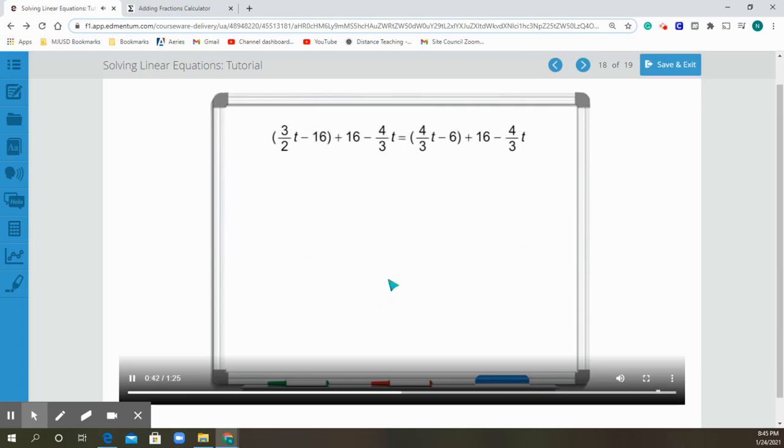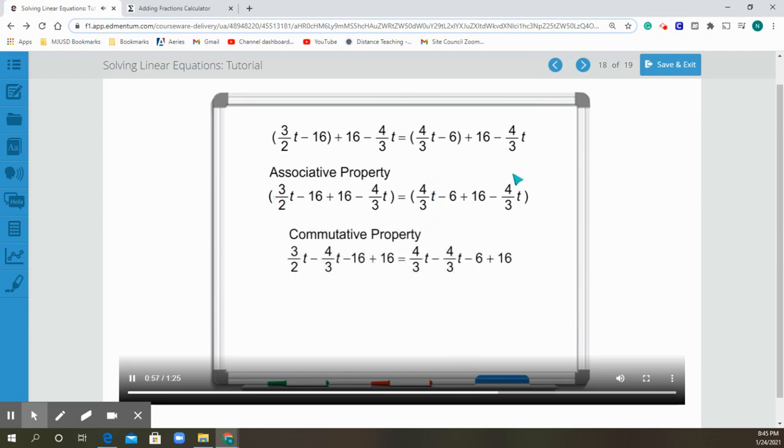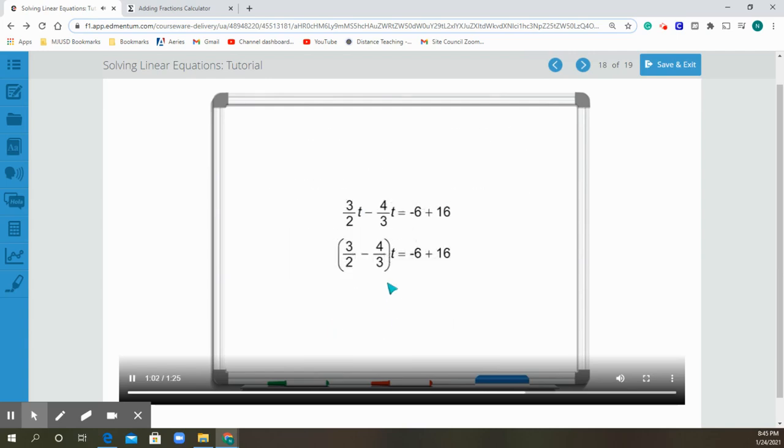Once the variable terms and numerical terms are on opposite sides of the equation, we can apply the associative and commutative properties to group like terms. The associative property lets us freely group the terms on each side of the equation. The commutative property lets us reorganize terms into like terms. The distributive property is helpful for combining like terms. Combining like terms means adding or subtracting the terms with the same variable and the terms with no variable.